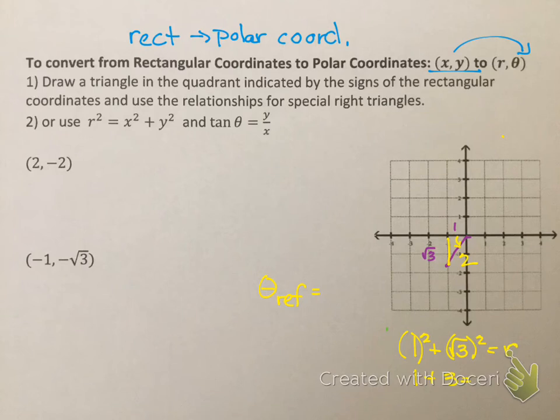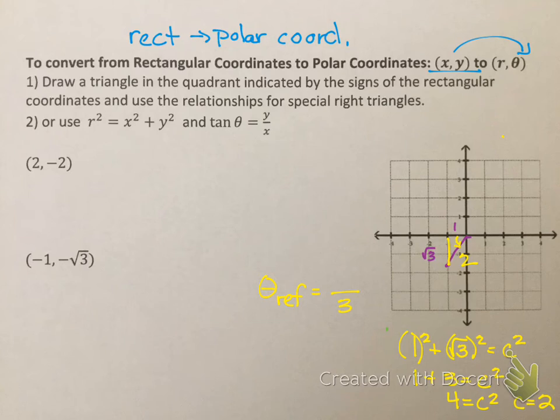I don't even want to call it r. Let's just call it c for hypotenuse, what you guys are used to. So 4 equals c squared, so c is equal to 2. All right, theta reference there. Since I am across from the root 3, I know that that is a 60-degree reference angle, so there's going to be 3 in the denominator.